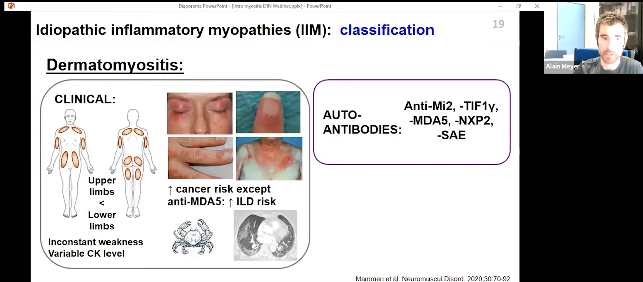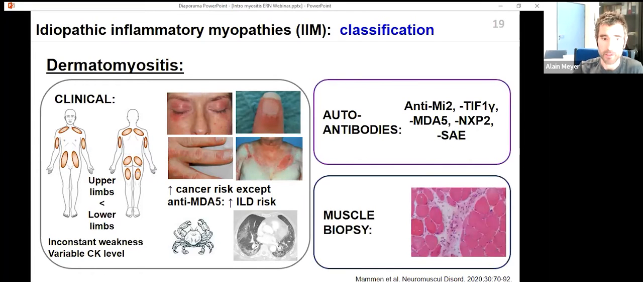Five autoantibodies are highly specific of dermatomyositis: anti-Mi2, anti-TIF1 gamma, anti-MDA5, anti-NXP2, and anti-SAE. Muscle biopsy typically shows non-necrotic lesions of the perivascular fibers.